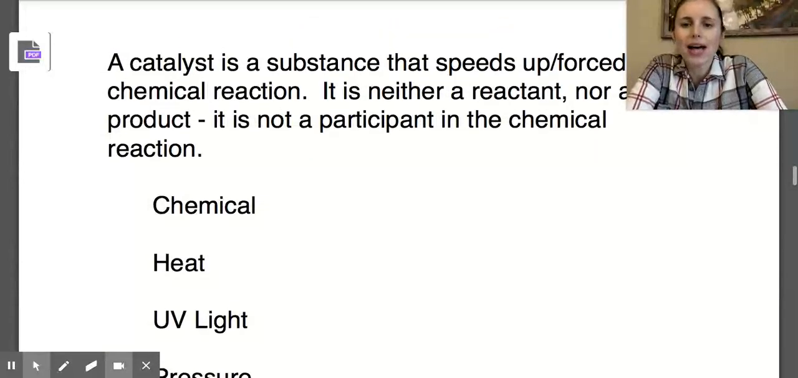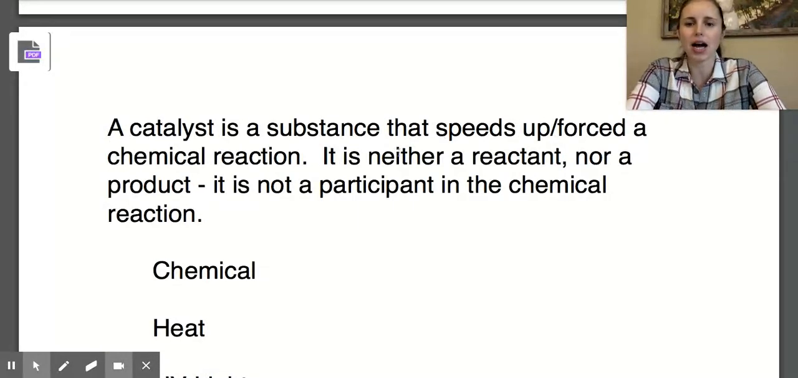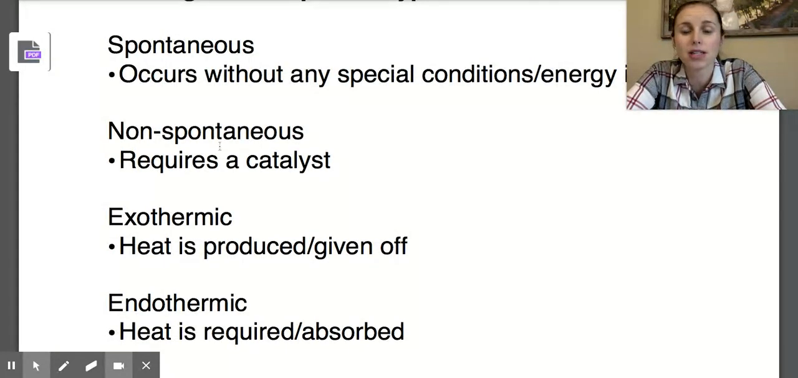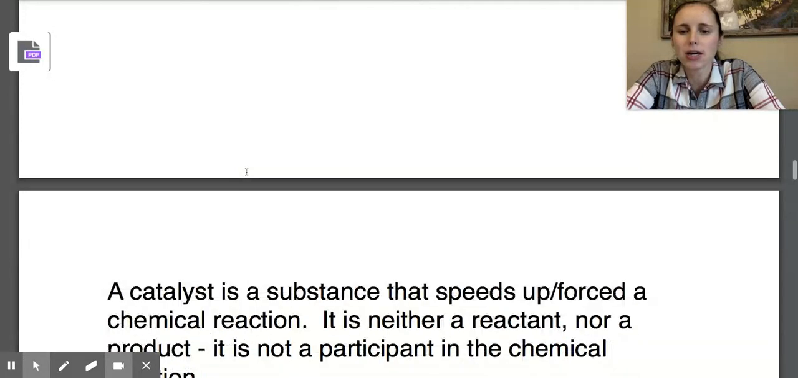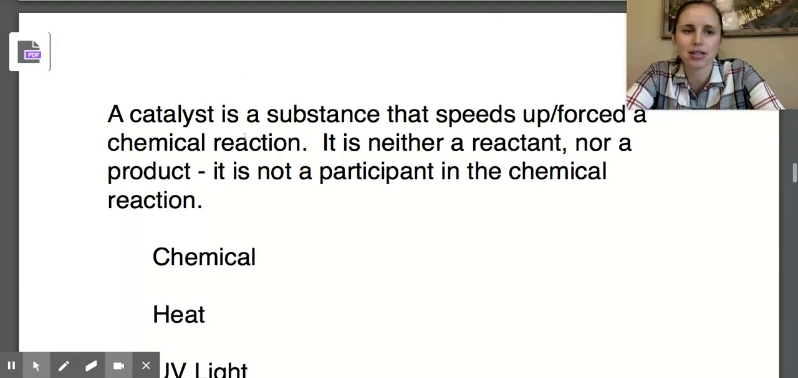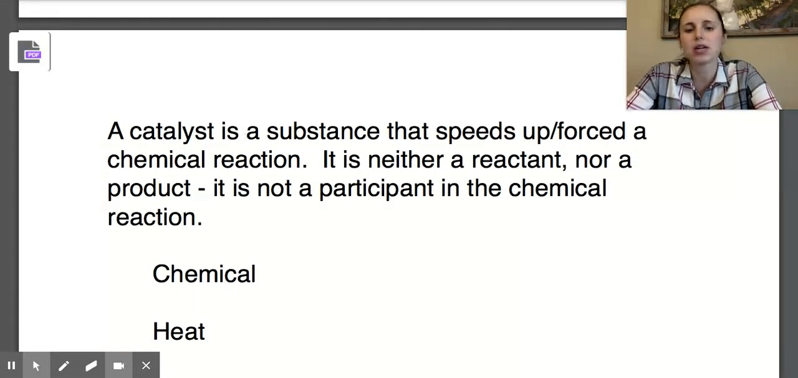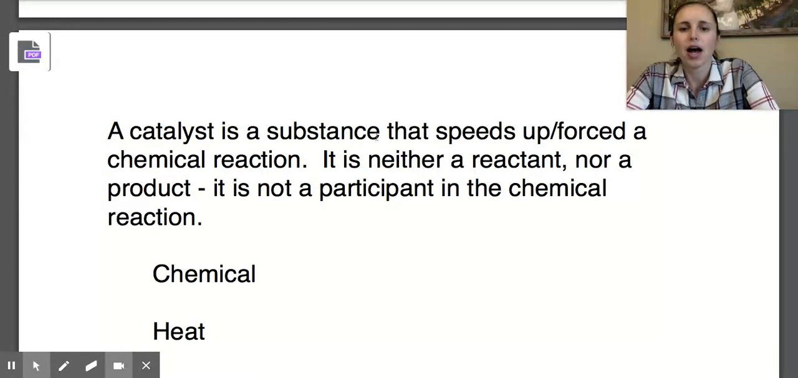All right, so a catalyst is a substance that can speed up or force a chemical reaction. Before, up here, we talked about those non-spontaneous reactions. Non-spontaneous reactions use a catalyst. So these are all things that might help to force a reaction to happen. A catalyst is actually neither a reactant nor a product. So a catalyst is not going to be used up. It's not necessarily an ingredient. A catalyst isn't going to be formed, so it's not necessarily a product. A catalyst is essentially just there in order to make the reaction happen.